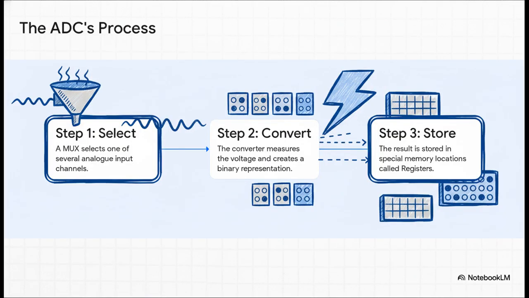So how does it actually work? Well, it's kind of like a three-step dance. First, it picks which signal it's going to listen to, like a DJ choosing the next track. Second, it measures the voltage of that signal at one specific instant. And third, it turns that measurement into a digital number and stores it, all ready for the computer to use.